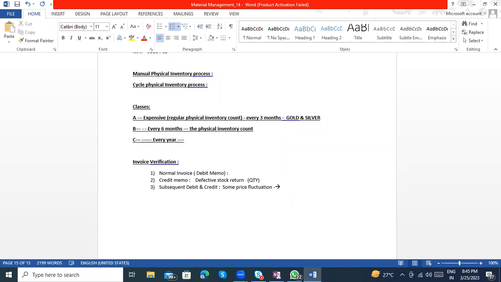So here I'm not talking about quantity. In the above case, I was talking about quantity, but here I'm talking about the price of the material. When there is a price fluctuation, either high or down, we use the subsequent debit and credit. Clear? Okay. Any questions here? These are the 4 different kinds of processes we have in invoice verification. Any questions? No, as of now. Okay.